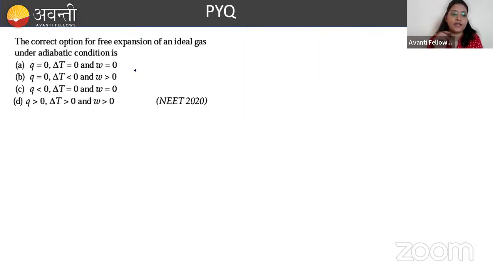Next, let's solve certain PYQs depending upon this first law of thermodynamics and how to determine the work done for those processes. The correct option for free expansion of an ideal gas for adiabatic process. As we have talked, expansion is taking place, so for free expansion of an ideal gas, P external will be equal to 0. And you know the formula, W is equal to minus P external into delta V. So if P external is 0, W will be equal to 0.